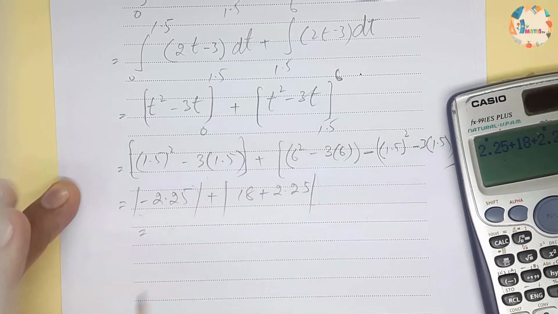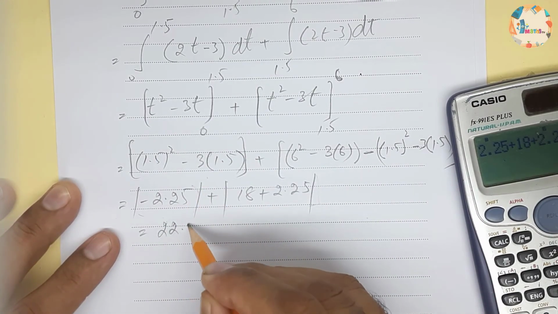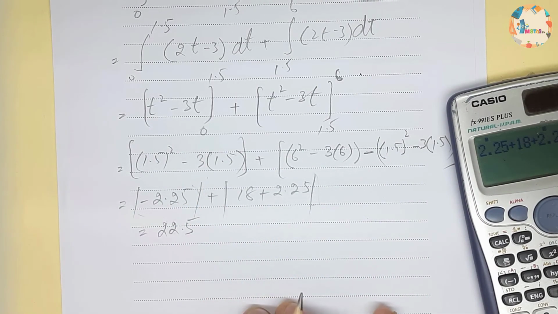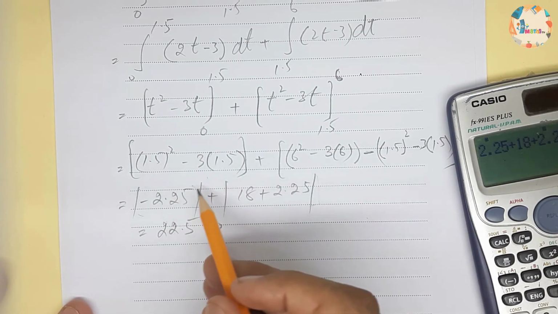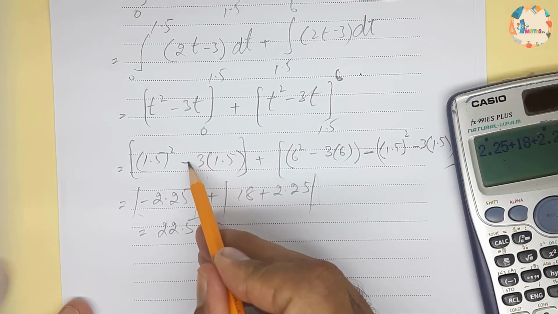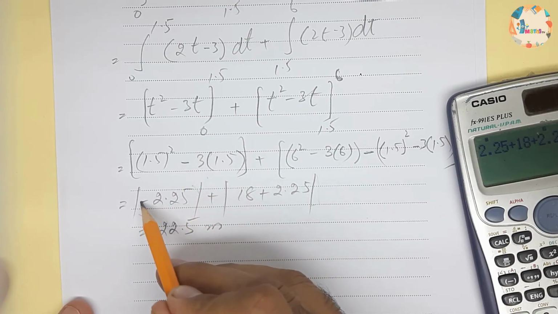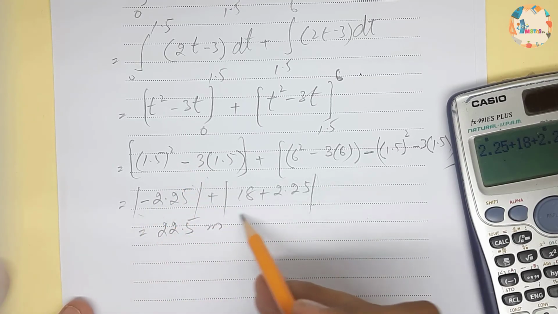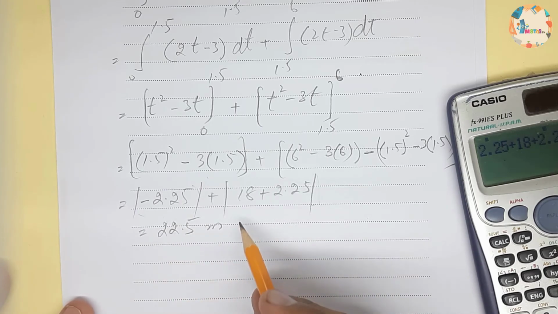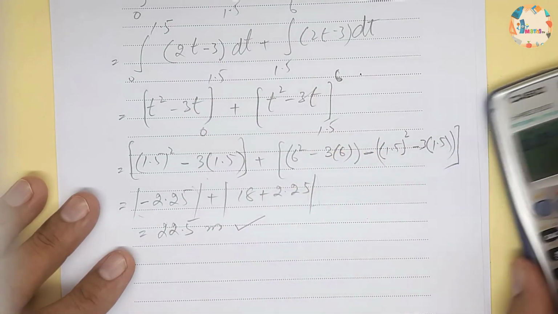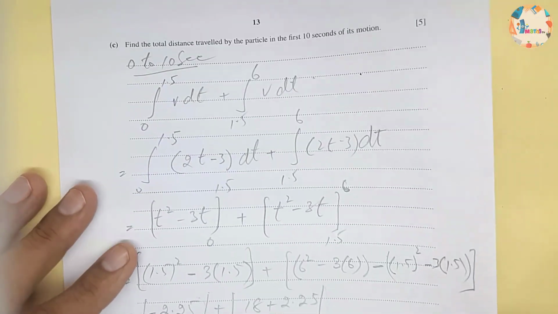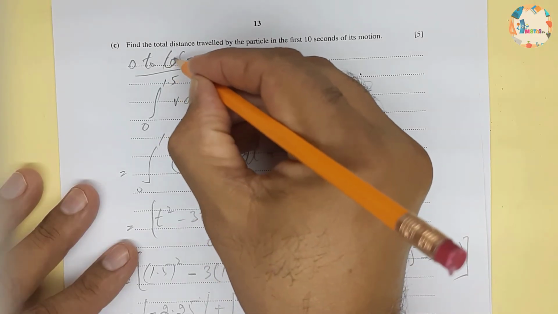So this will be 22.5 meters. So meters, this one, because this is distance, so we are taking positive value. It's not displacement, it's distance, so we are taking only absolute values. So this will be 22.5 meters from 0 to 6. Sorry, I have written 0 to 10. Why, I don't know. So this is 0 to 6.